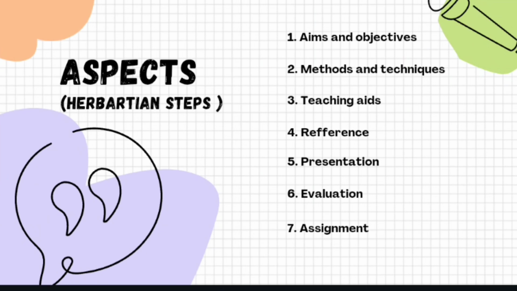Different scholars have suggested different types of lesson plan. According to Herbertian steps, there should be the following steps in the lesson plan. As you can see on the screen, there are many aspects of lesson planning. We will discuss it one by one.